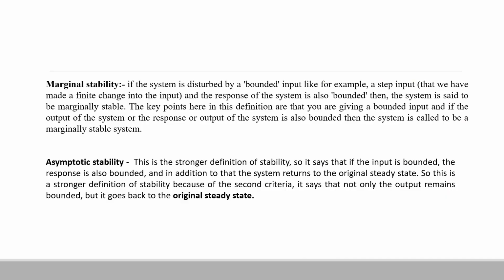Then there are two kinds of stability. The first one is marginal stability and the second one is asymptotic stability. Over here it states that if the system is disturbed by a bounded input, like a step input, and the response of the system is also bounded, then the system is said to be marginally stable. The key point is we are giving a bounded input, and if the output response is also bounded, then we can call it a marginally stable system.